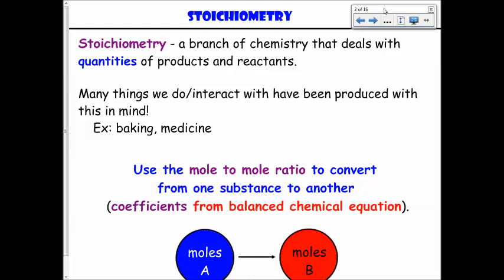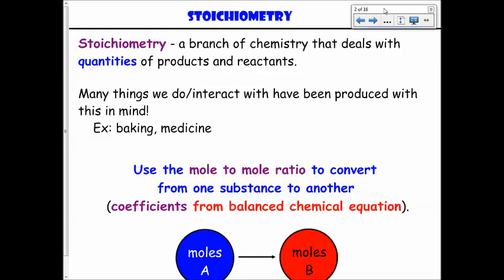Many things that we do or interact with have been produced with this in mind. When you're baking, you need to know your ratio of flour to sugar to eggs to whatever. You need to know all of those ratios. You don't just take random amounts and throw them all together. Or sometimes you're baking cookies, and you're like, shoot, I only have 2 cups of flour. Well, and then you have, say, unlimited brown sugar and unlimited regular sugar and whatever else. Well, shoot, how many cookies can I bake now? You need to have a proper ratio of all of your products.